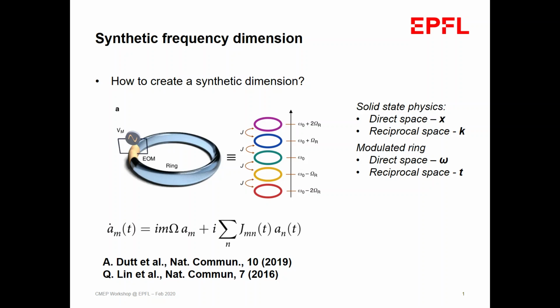And in fact, this system becomes equivalent to such a chain, but not of atoms, but of rings that are coupled to each other with coupling strength J. Making an analogy to solid-state physics, there direct space is our coordinate and reciprocal space is our wave number. Here, direct space is our frequency, and reciprocal space is time.